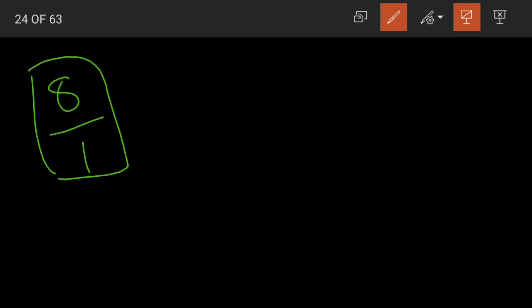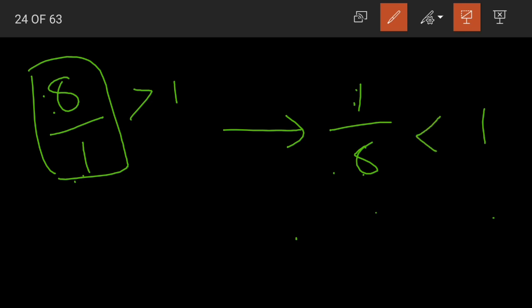Now what does its reciprocal become? 8 by 1 is greater than 1. Now what is the reciprocal of this? The reciprocal becomes 1 by 8. The denominator 1 becomes the numerator, and the numerator 8 becomes our denominator. So the reciprocal of 8 becomes 1 by 8. And is this less than, greater than, or equal to 1? Obviously it is less than 1.